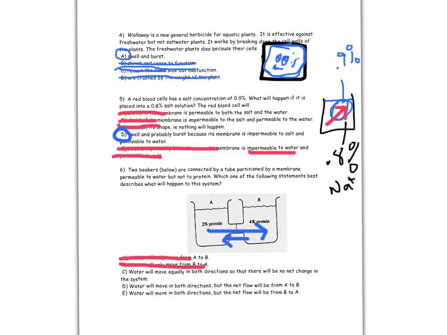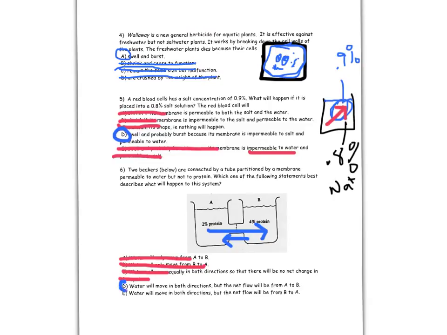Water will move equally in both directions, so that there will be no net change in the system. That only happens at equilibrium. This is not an equilibrium. This is at 4%. This is at 2%. They're not equal. When these two sides are equal, then there'll be water moving in both directions equally. That would be true, but this is not the case now, so this is not true. Water will move in both directions, but the net flow will be from A to B. That is correct. That is the answer to our problem.